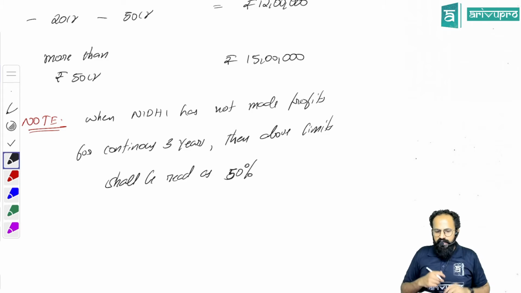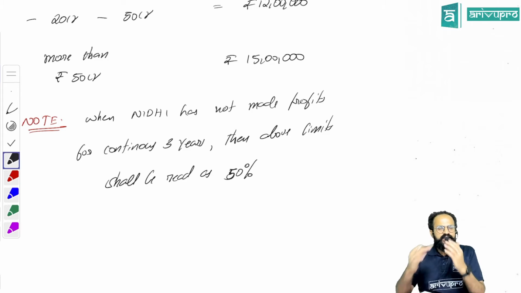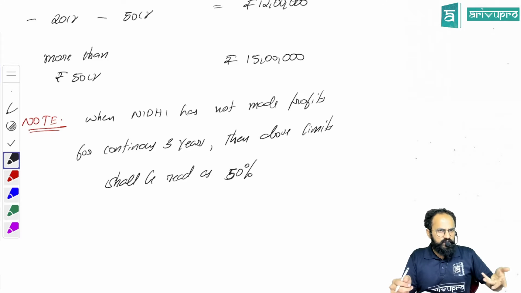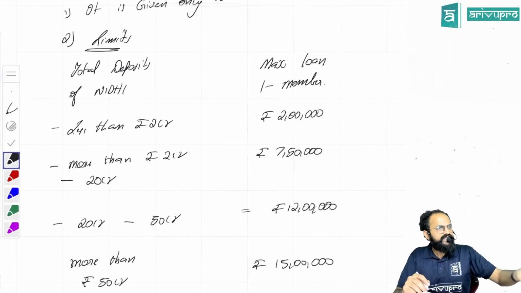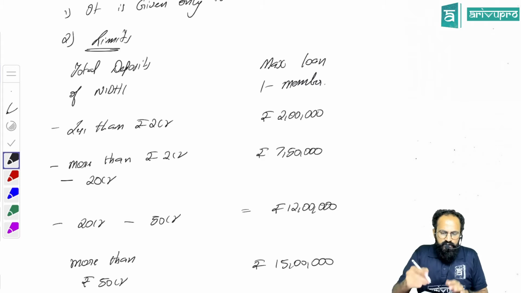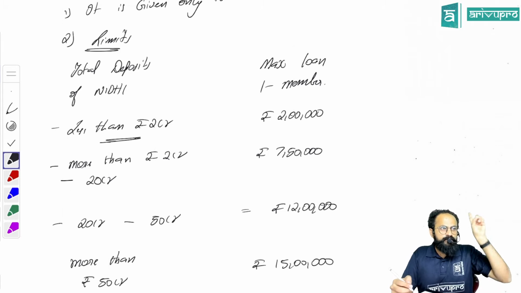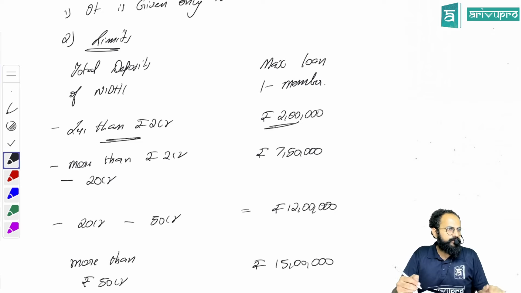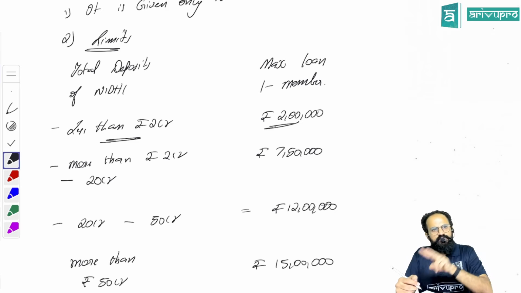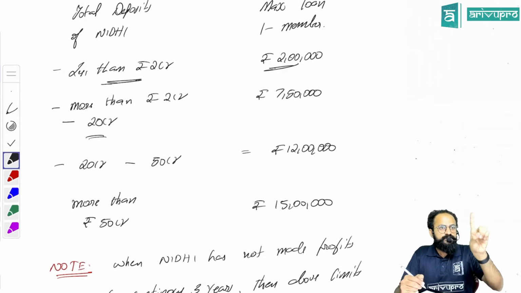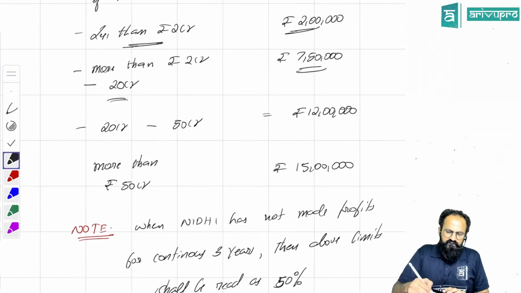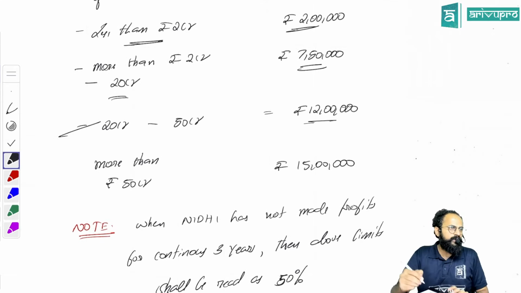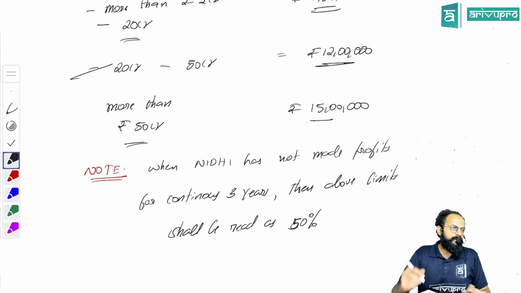Copy down. Now what they are telling you, people, is that whenever Nidhi is accepting deposits, there is always a ratio for the maximum loan it can give. If the total FDs, RDs, everything that Nidhi has accepted, comes to less than 2 crore, each member of Nidhi can get a maximum of 2 lakh rupees. If your total deposits are more than 2 crore, up to 20 crore, each member can get a maximum of 7,50,000 as loan. I'm not telling you this is what you will get. I'm telling you this is the maximum you can get. The next one is, if it is 20 crore to 50 crore, then you can get up to 12 lakh. More than 50 crore, you will get up to 15 lakh.